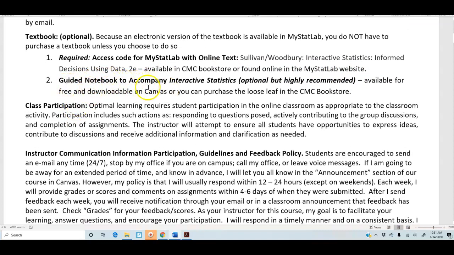Number 2, this is recommended. The guided notebook to accompany the interactive statistics. It's available for free and downloadable on Canvas, or you can purchase the loose leaf in the CMC bookstore. Now, this is available for free online, so you don't need to purchase it unless you want the actual book in your hand.